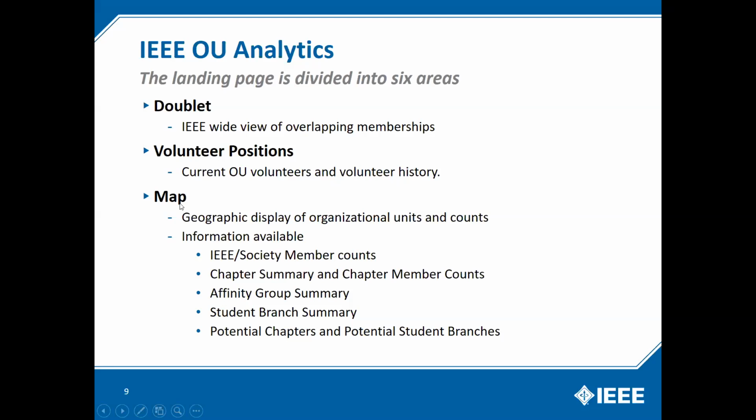The map dashboard is also, again, just organizational units and counts, but there's a lot of information in here. Not only do you have IEEE, the society, and IEEE member counts, you can get the chapter summary and the chapter member counts. So you can see the breakdown for your sections and for your chapters and how many chapter members you have.